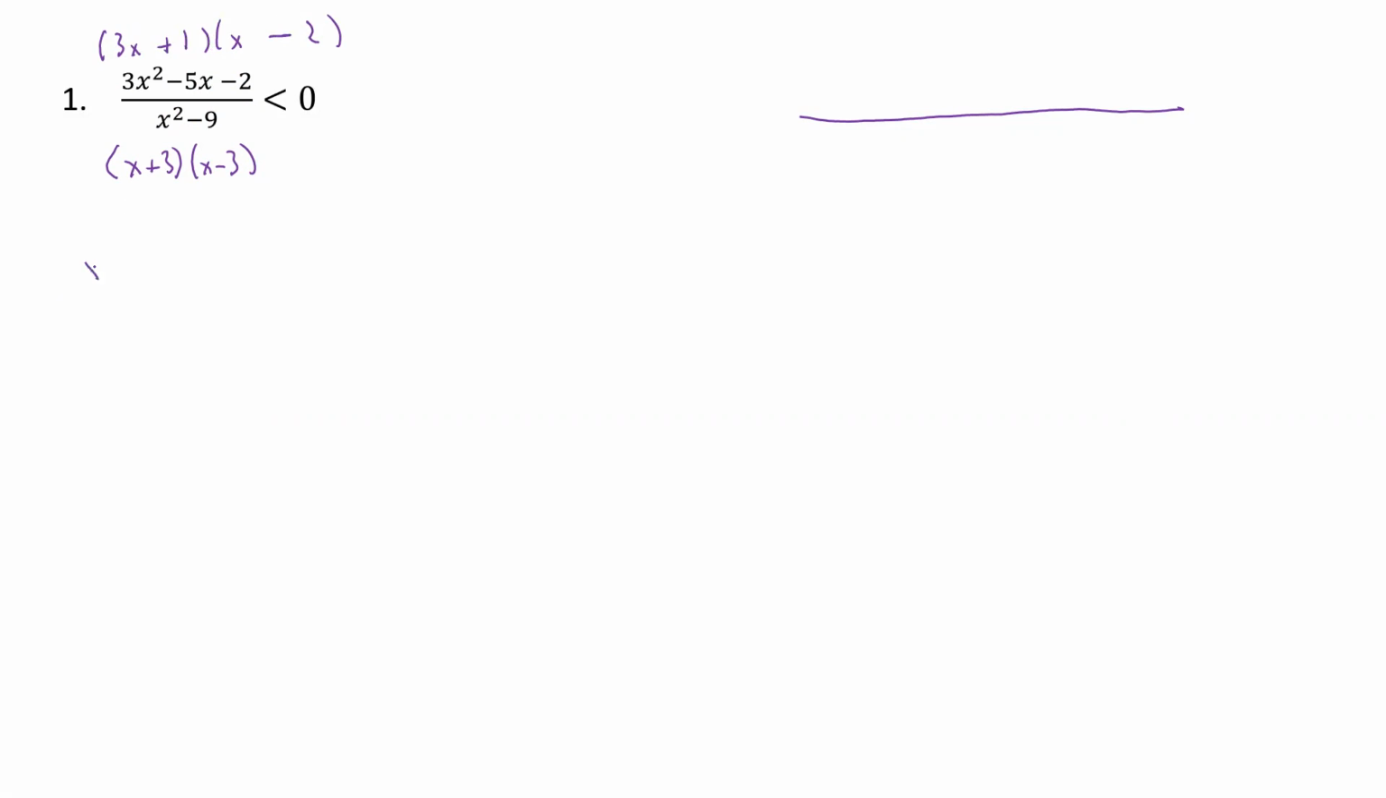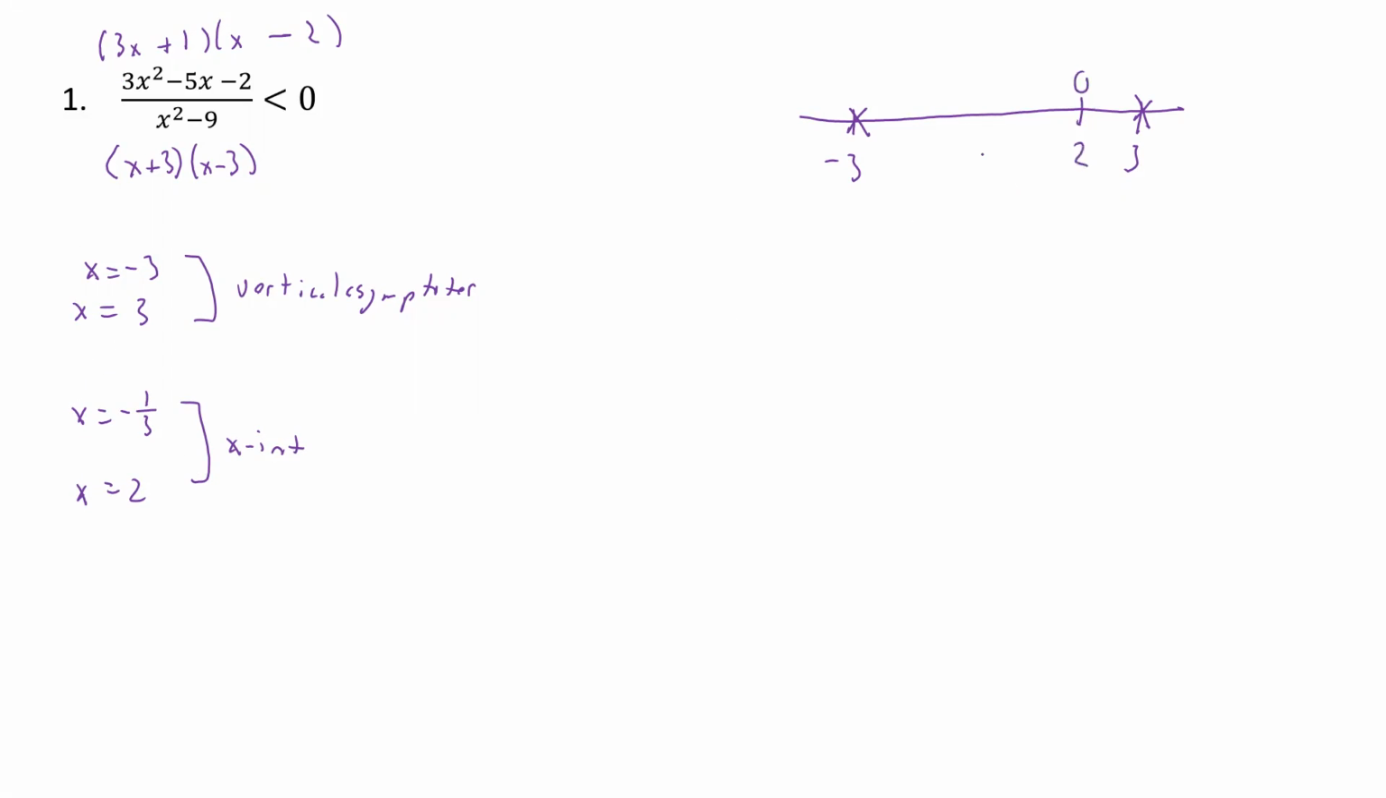So on the bottom, I have x equals negative 3 and x equals 3, and those are my vertical asymptotes. Okay, so over here at 3 and over here at negative 3, we can't have those at all, because we can't have anything on an asymptote. Now up here, I have x equals negative 1/3 and x equals 2, and those are my x-intercepts, all right? So x equals 2, that's here, that's a 0, and then I have the negative 1/3, so maybe about here, and that's also a 0.